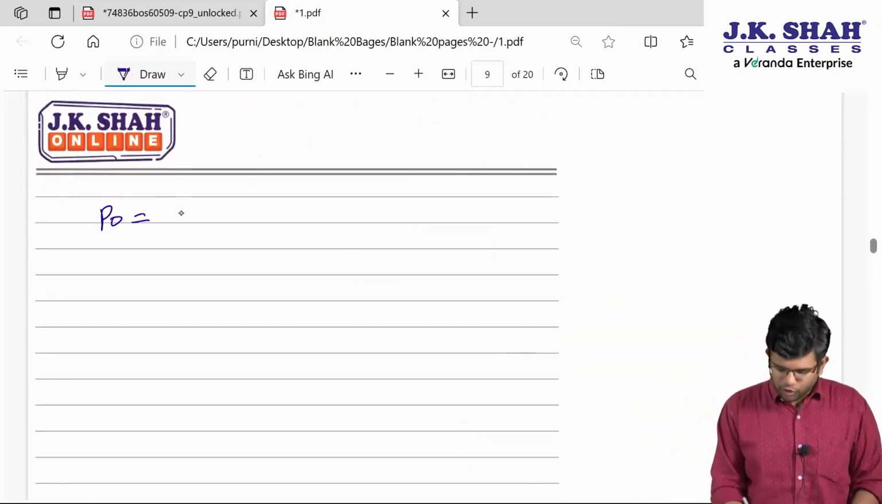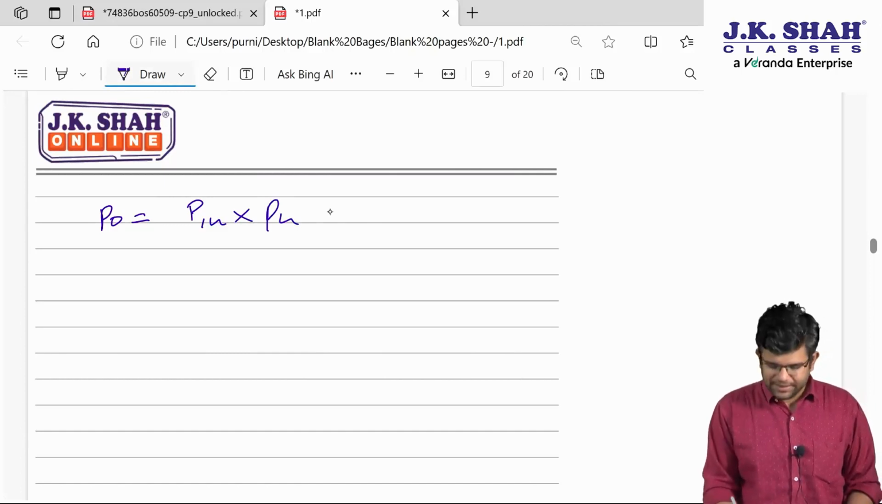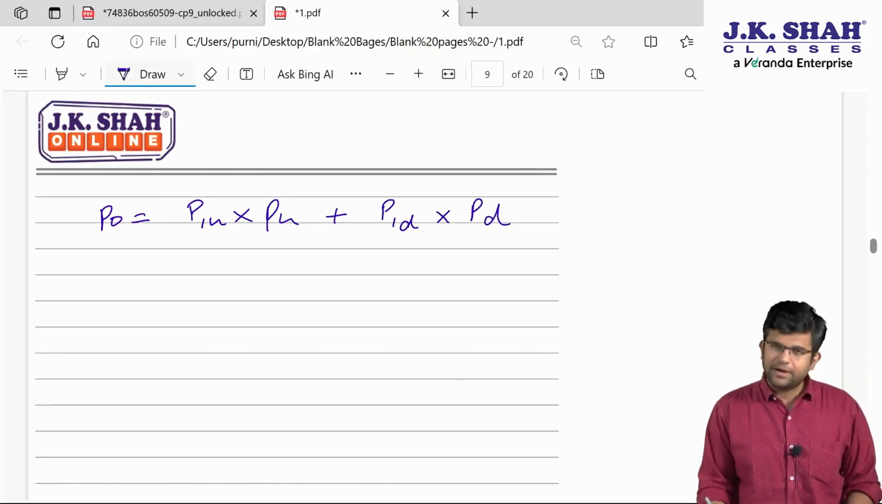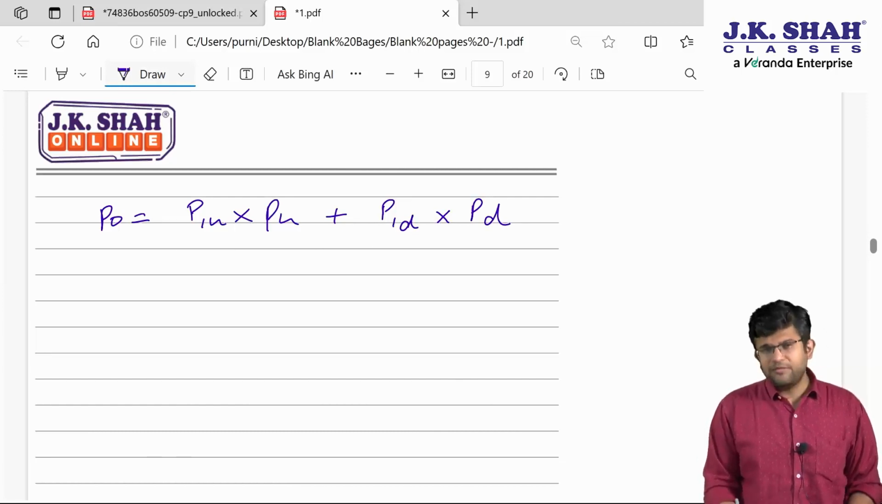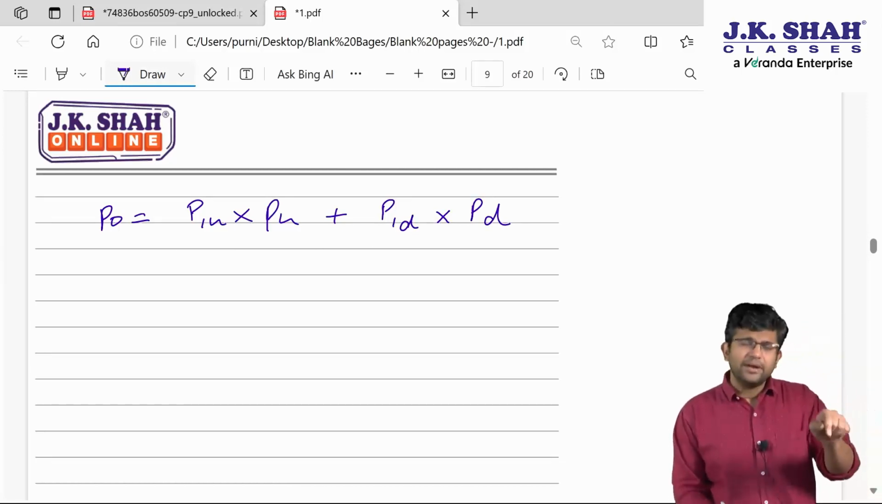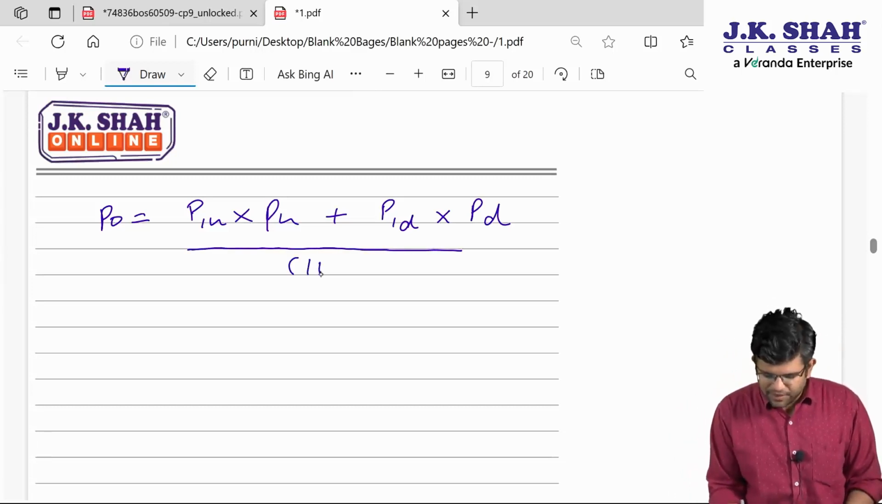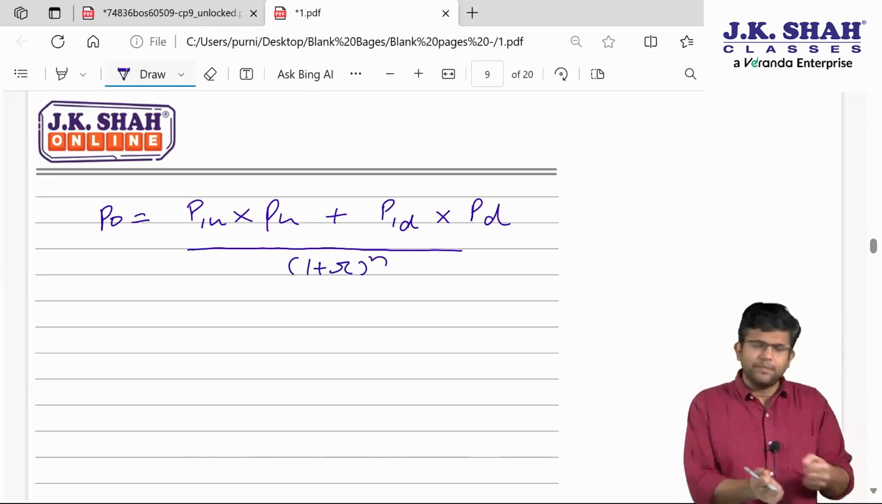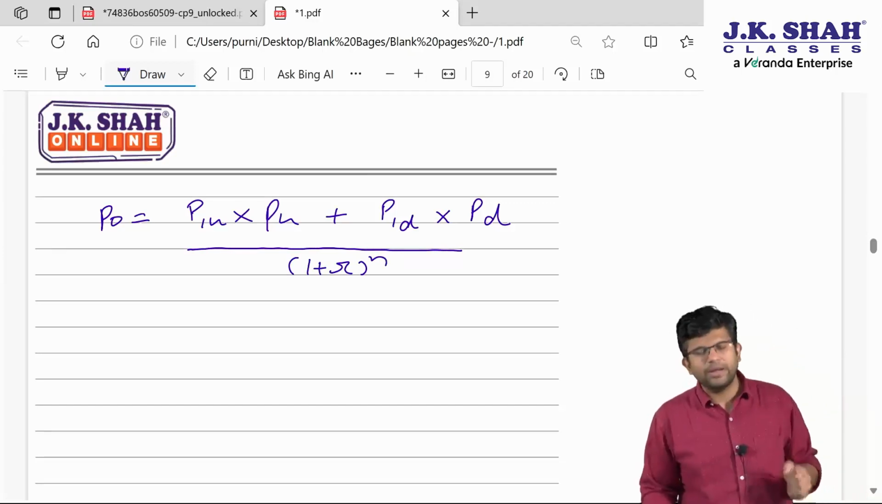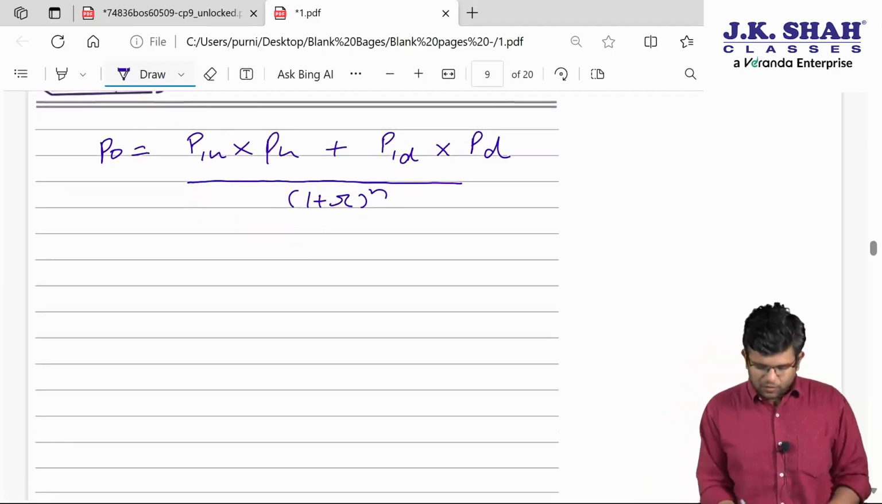Can I say value of the put option will be the put on the upper side into the probability of the upper side plus the put of the lower side into the probability of the downside. Correct? This will give you the weighted average put value on the due date. You want the put value today. So can I say we will divide this by 1 plus r raised to n to find the present value. You are basically discounting it. Everyone clear? Now let's put numbers.